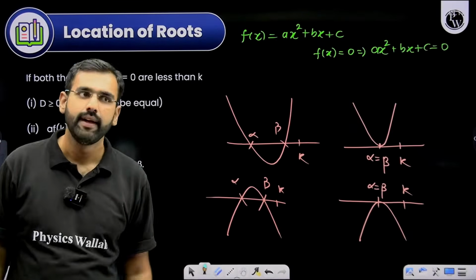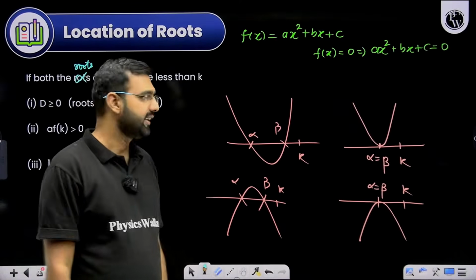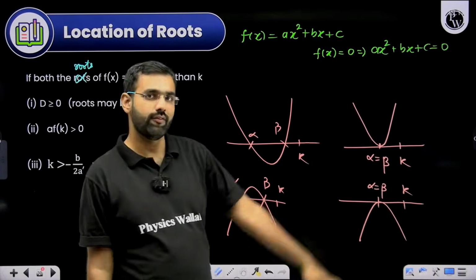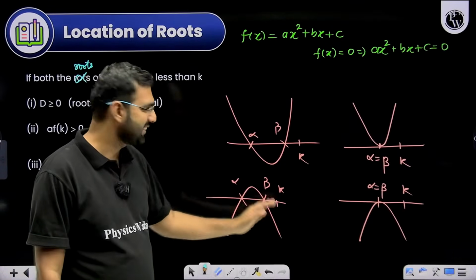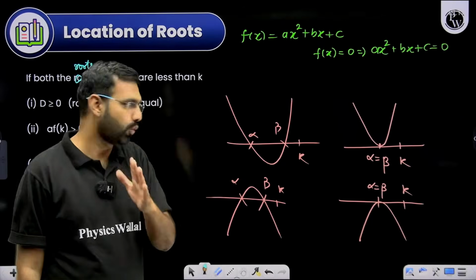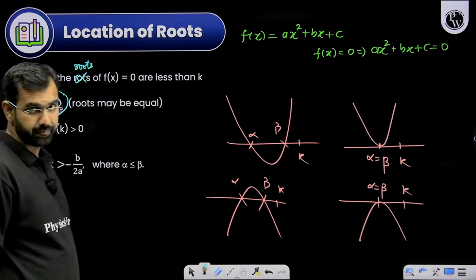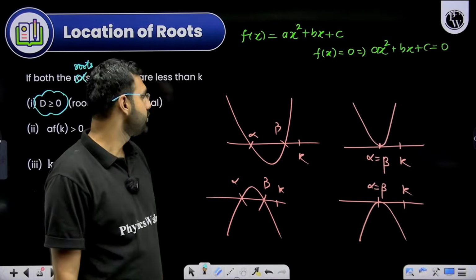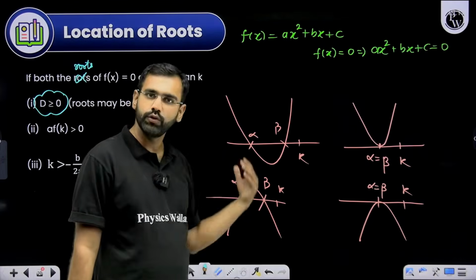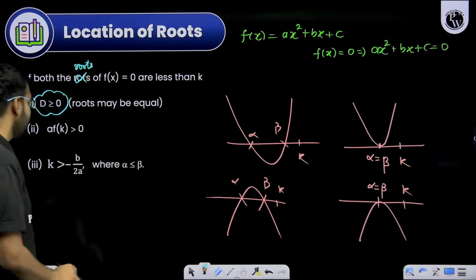Are you getting it? Now, what am I told? That they are less than k. So k will be on the right of both alpha and beta. On the x-axis, k will be on the right of both alpha and beta. So what can I conclude? First of all, sir, since roots exist, they are real, which means D will be greater than or equal to 0. That's the first case.